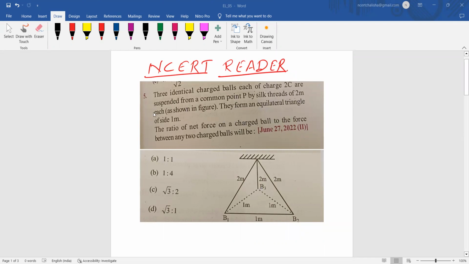They form an equilateral triangle of side length 1 meter. Wherever the charges are, this is one charge here, another charge ball, and this is also another ball: B1, B2, B3. So B1, B2, B3 form an equilateral triangle with side length 1 meter only. So the ratio of the net force on a charge ball to the force between any two charge balls will be what?